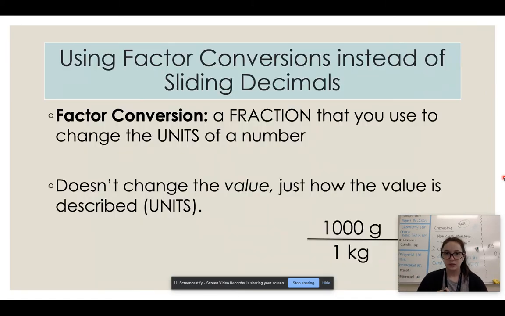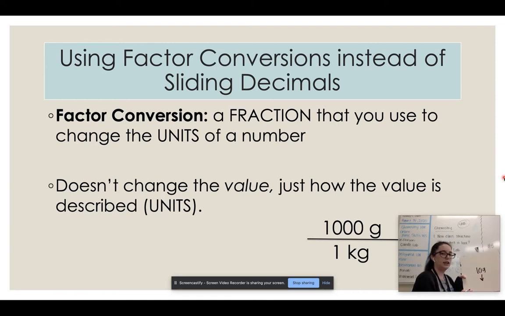All right. So a factor conversion is a fraction that you use to change the units of a number. It doesn't change the value, it's just how the value is described. So the only thing you're really changing in this is the units. That's it, because I can go from grams to kilograms, I can go from grams to milligrams, I can go from kilograms to milligrams, a bunch of steps like that. However, the value of my number is going to stay the same. So what I mean by that is, you can see, I have 10 grams.